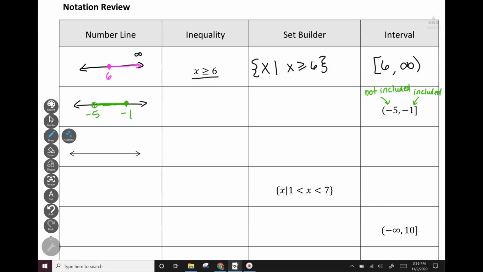Okay, so in inequality notation, you can put the x in the middle. x has to be greater than -5, right? We're shading to the right of -5, and it's not equal to because that's an open circle. And then it needs to be less than or equal to -1. Since the -1 is included, you need the equal to there. Okay, in set builder, the set of all x such that, and then just write your inequality. -5 is less than x is less than or equal to -1.